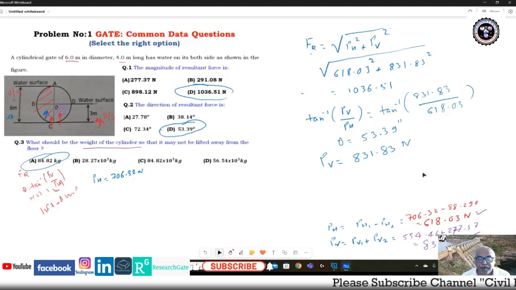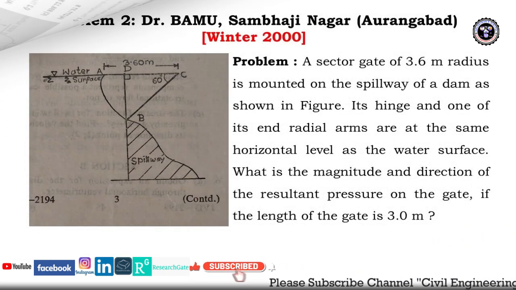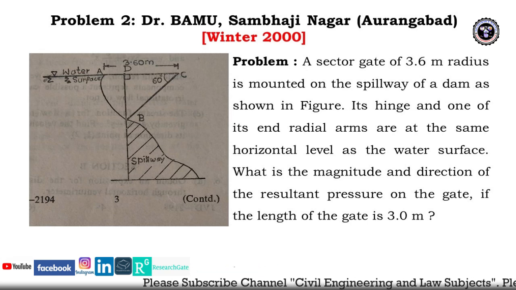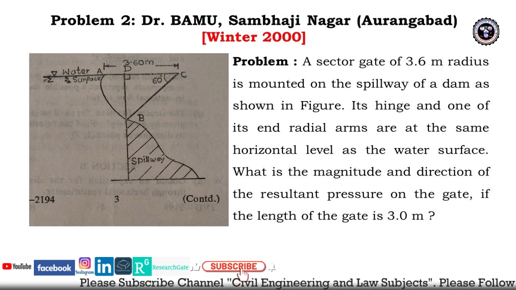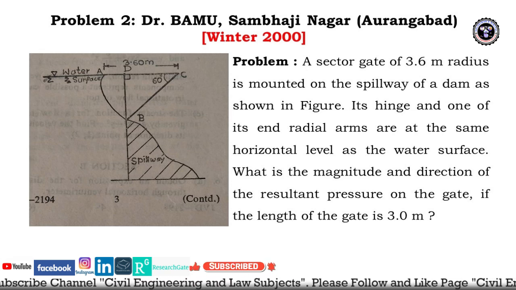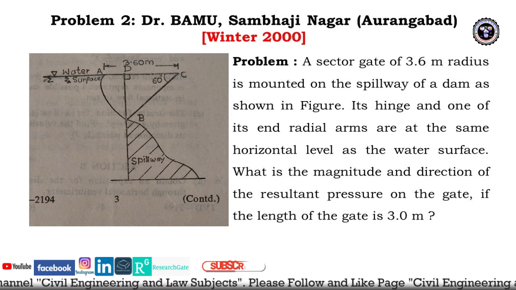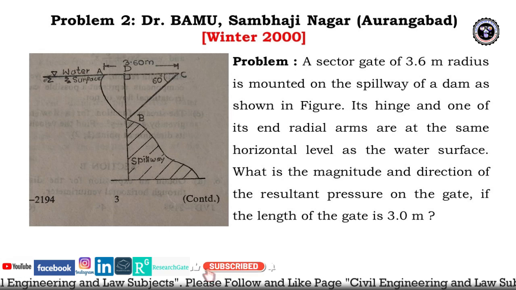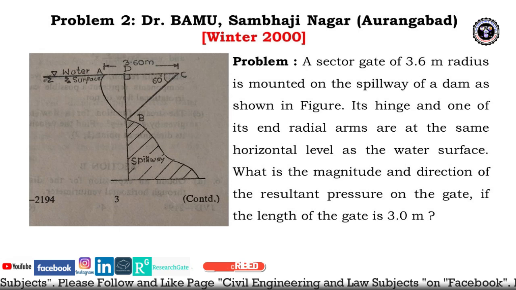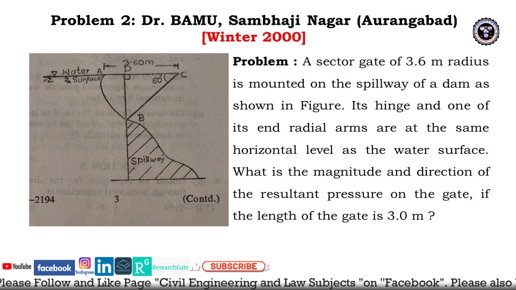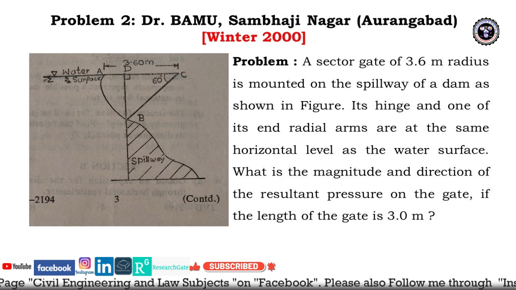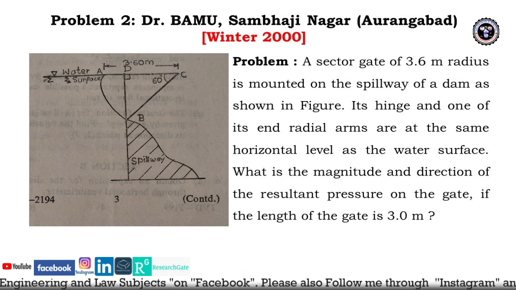That was problem number 1. I will take up the second problem, asked in the Babasaheb Ambedkar Marathwada University, Sambhajinagar. The figure is given here. A sector gate of 3.6 meter radius is mounted on the spillway of a dam as shown in the figure. So this is the figure, and the sector gate is of 3.6 meter radius.